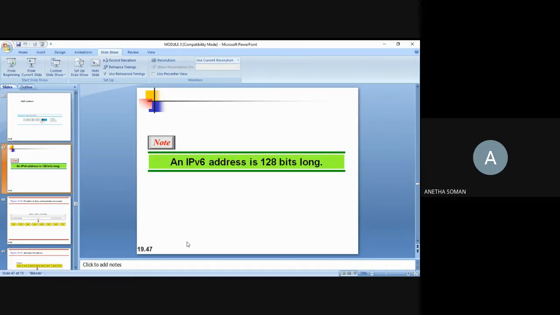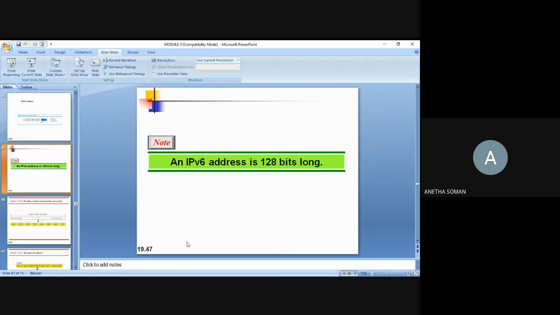IPv6, version 6. I have told when I taught IPv4, if you want to have a little more flexibility, you require this IPv6 addresses. Now what is it? How many bits does it have? It is 128 bits long. An IPv6 address is 128 bits long. The meaning is, how many bytes does it have? 128 bits means you have 16 bytes or 16 octets.